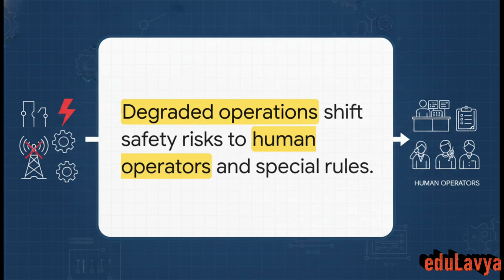During these degraded mode operations, we see a huge increase in reliance on human interaction and special verbal operating rules. The safety risk shifts incredibly fast. It moves away from automated technical fail-safes and lands squarely on the shoulders of the human operators. So, understanding how the system behaves when it's broken is just as important, if not more so, than understanding how it behaves when it's working perfectly.